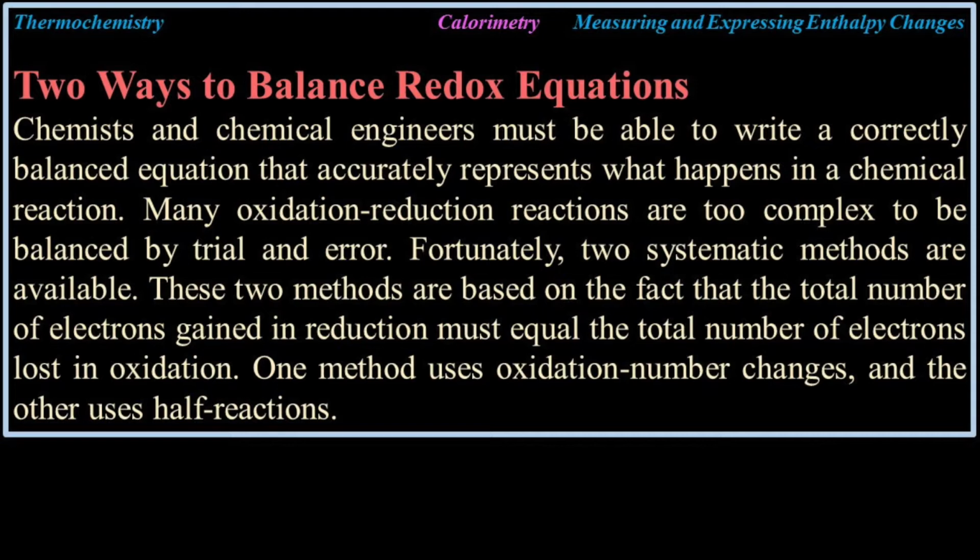These two methods are based on the fact that the total number of electrons gained in reduction must equal the total number of electrons lost in oxidation. One method uses oxidation number changes, and the other uses half reactions.